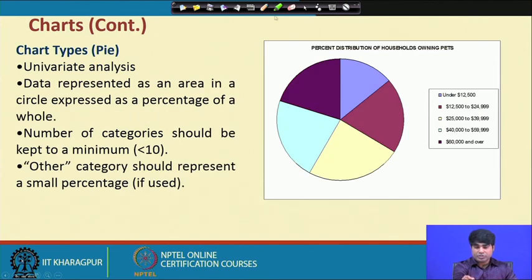So, you see here, just see here, the kind of differentiations.